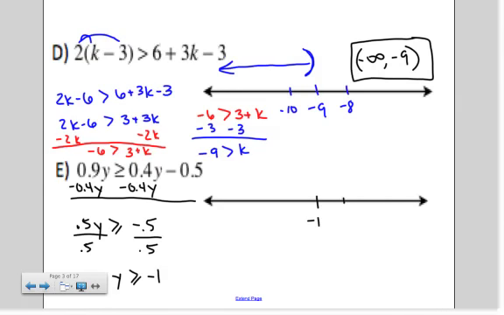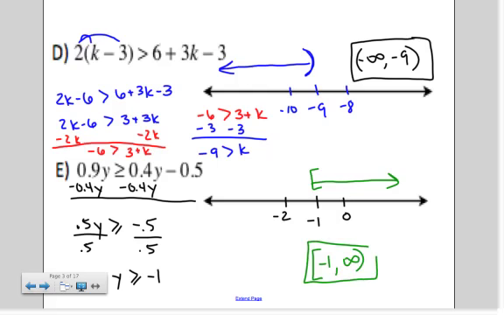So there's negative 1, 0, negative 2. So y is bigger, so I'm going to shade to the right and include it. So I'm going to include negative 1 and shade to the right. So we have bracket negative 1 to infinity. Ta-da! Okay, so that's how you deal with a variable on both sides.